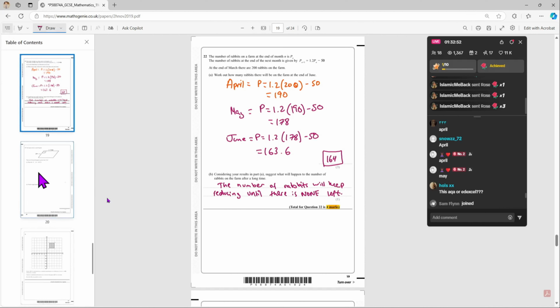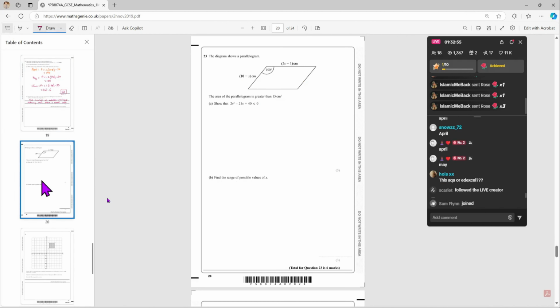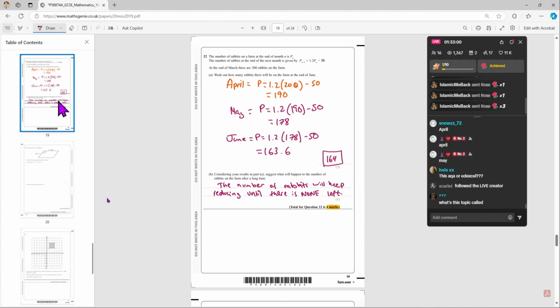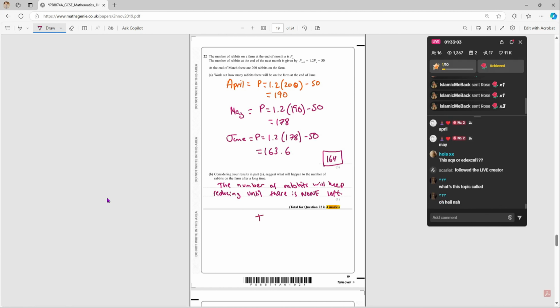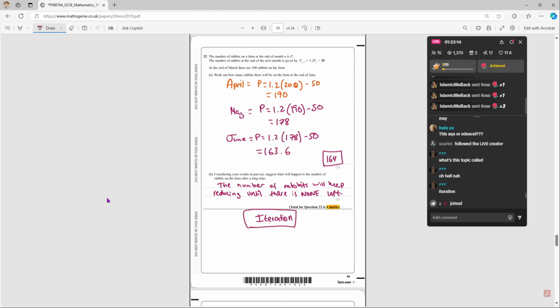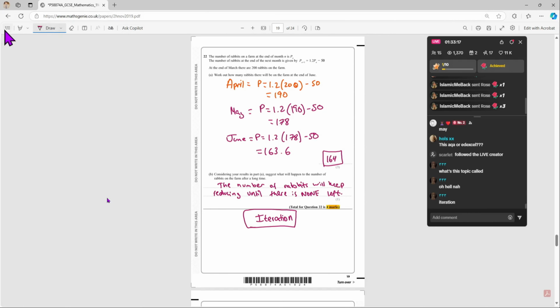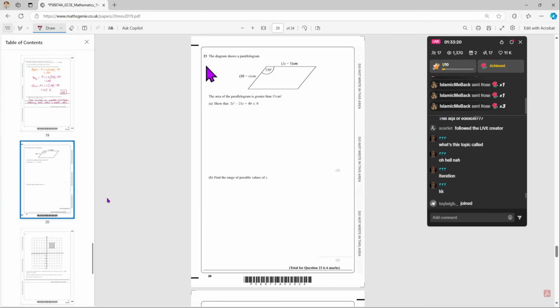So, moving on to our next question. The diagram shows a parallelogram. So this topic is iterations. If I spell it out, iteration. This is a topic name. You want to look at it, so you never get confused about this n+1 thingy. The diagram shows a parallelogram. The area of the parallelogram is greater than 15 centimetres squared. Show that 2x squared minus 21x plus 40 is less than 0.